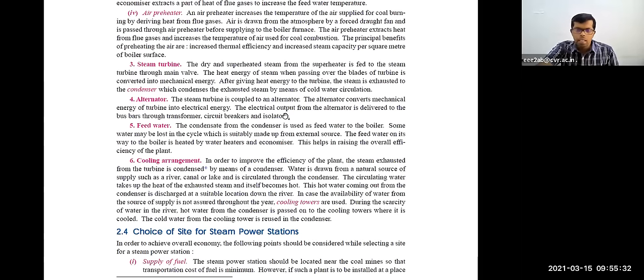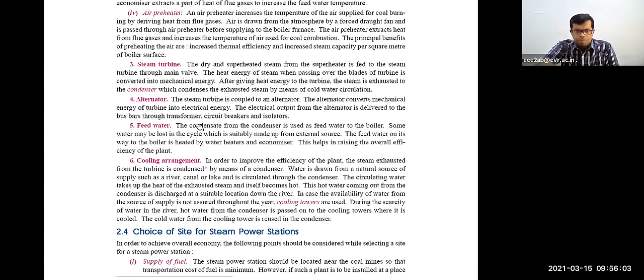I think you are studying the alternator, its working principle and everything, in electrical machines too. The electrical output from the alternator is delivered to the bus bar, the transformer, circuit breaker, and isolator. How it is transferred to the transformer, circuit breakers and isolators, we are going to study in forthcoming topics, so no need to worry.